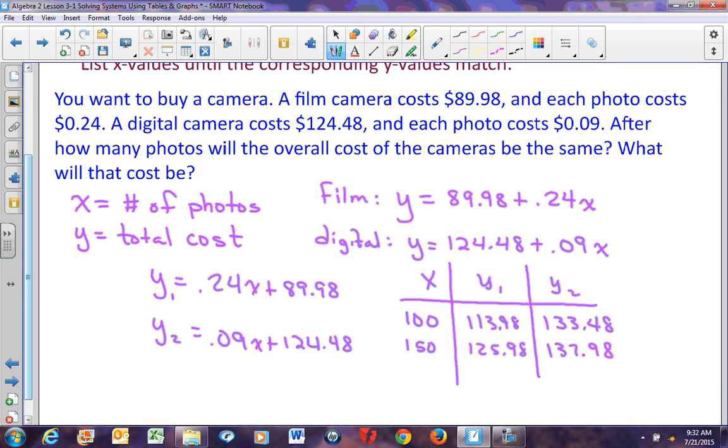So I'm going to scroll down again. I know I have to go quite a ways to do this. I'm going to go all the way to 200 before I look at it again. And when I get down to 200, I can see that I have 137.98 for Y1. Oops, 98, not 88.